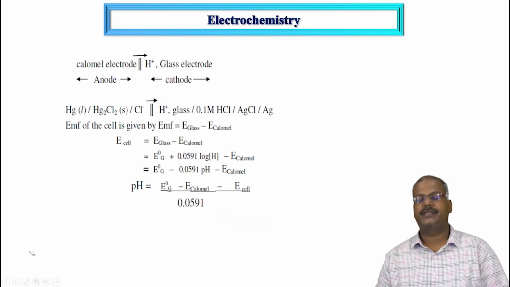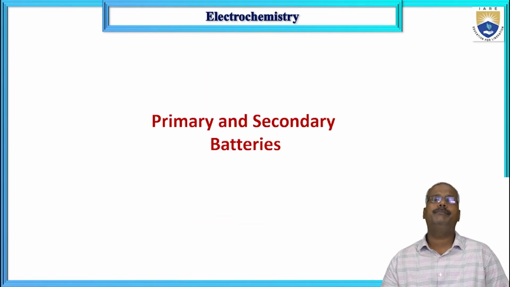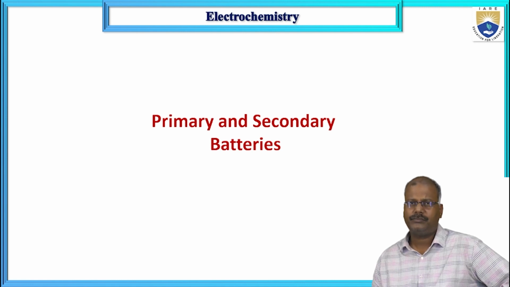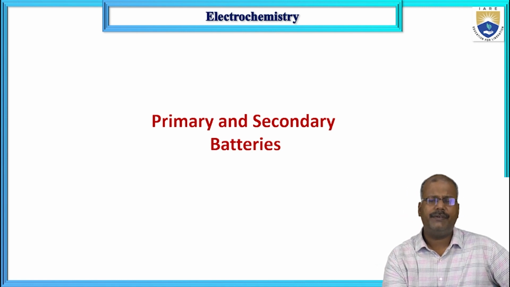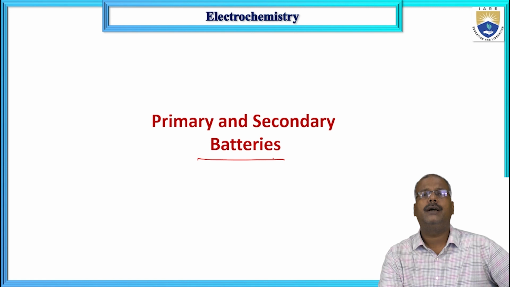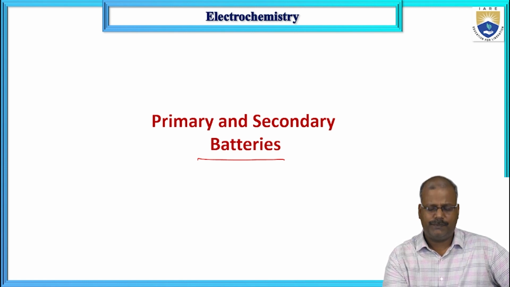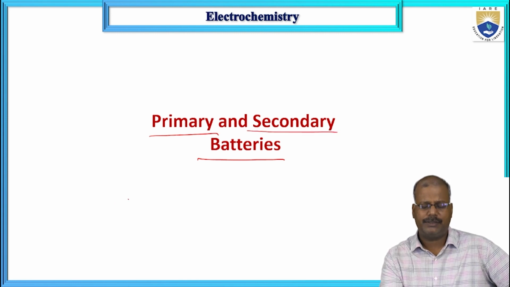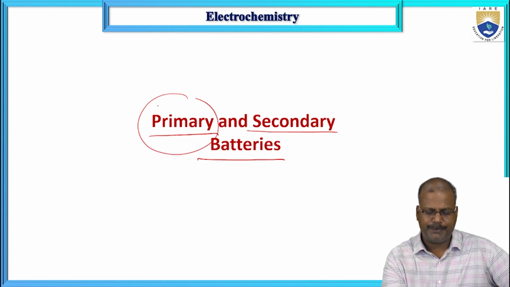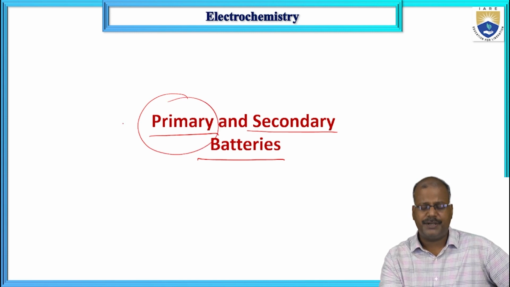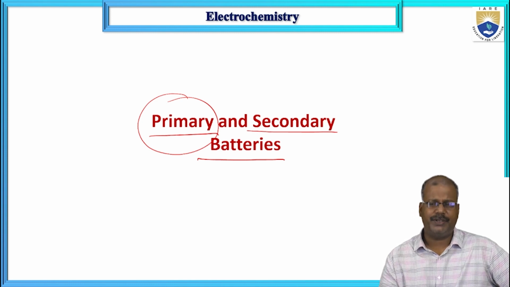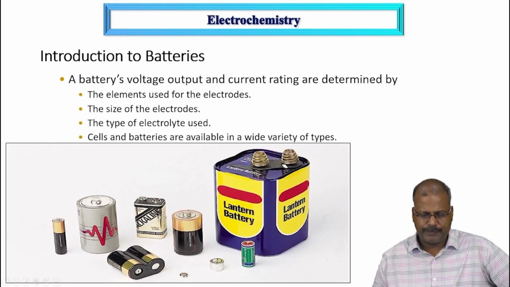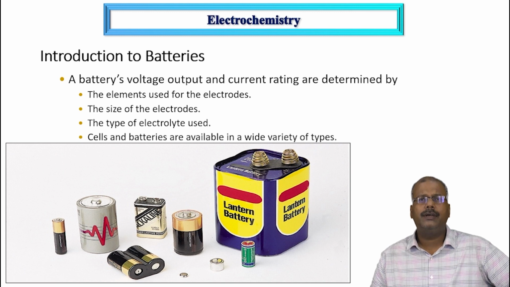Okay. Next, we move to the batteries. Batteries are a very, very important application of electrochemistry. So we will see what primary and secondary batteries are, more examples of primary batteries, and then what the difference is between these two types of batteries. So like that we will see. Okay, so introduction to batteries.